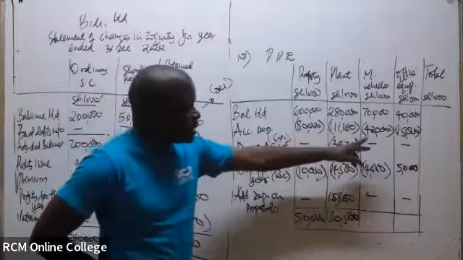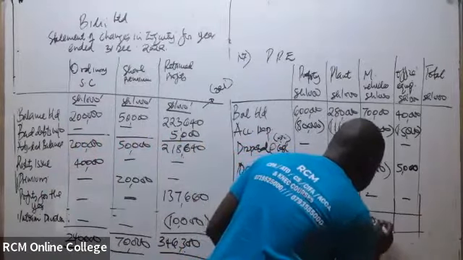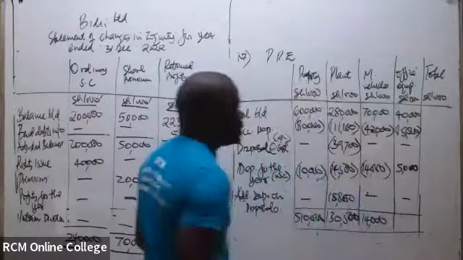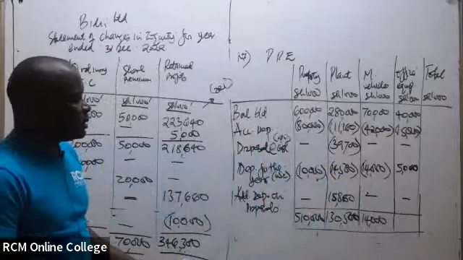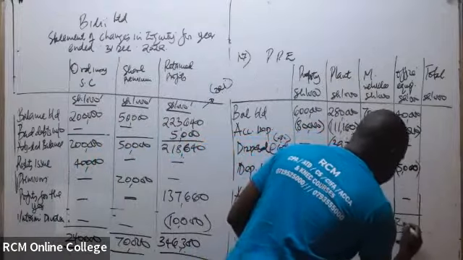So here it is how much? It is 14 million. This one is 14 million. And this one is how much? I think it is 20 million. I think it should be 20 million.